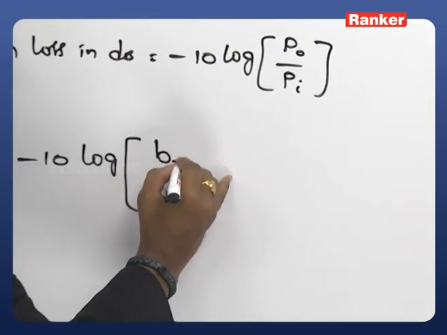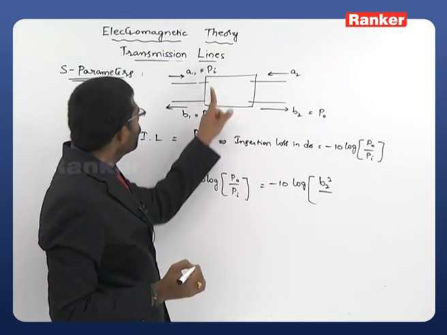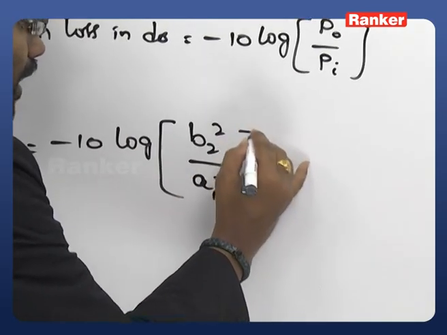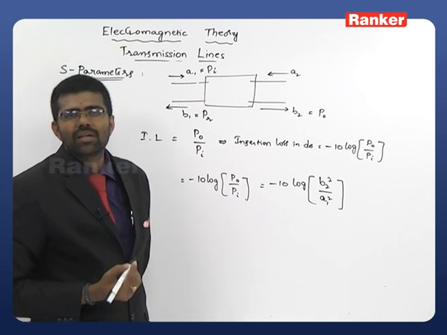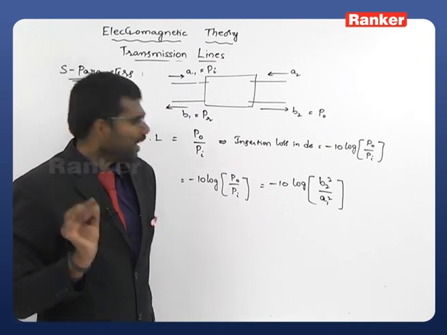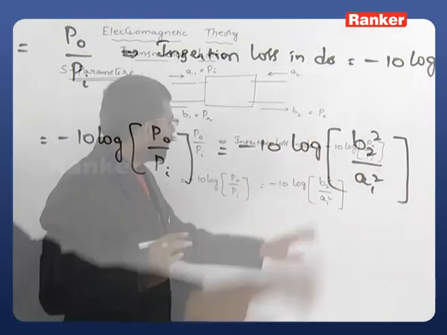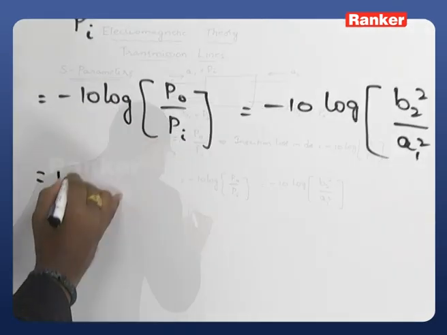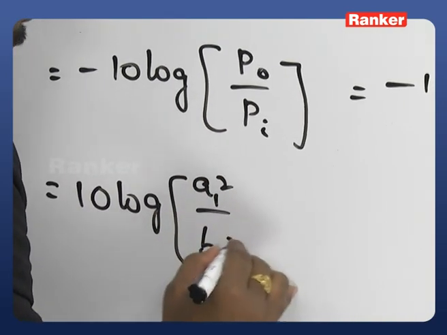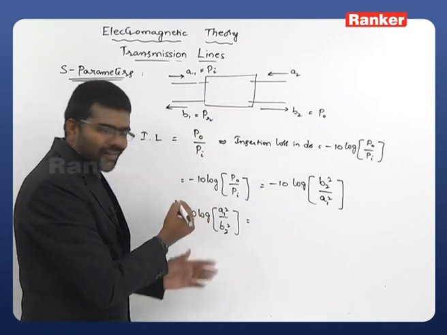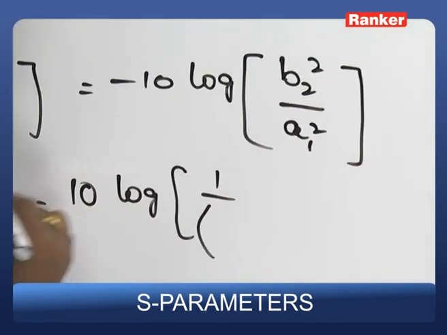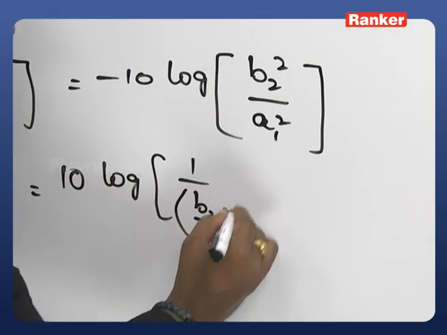So P naught can be written as B2 square divided by, instead of input power Pi, I can write A1 square. Once again I am saying that A and B are the wave strengths or field strengths, they are not powers. They are the field strengths or voltages directly, you can take, no problem, right? So minus 10 log B2 square by A1 square, that is what we have here, which is equal to 10 log, so I am reversing that one, this is A1 square by B2 square. I am rearranging this particular term as 10 log 1 by B2 by A1 whole square.